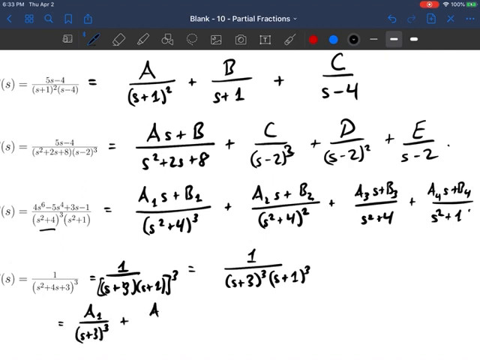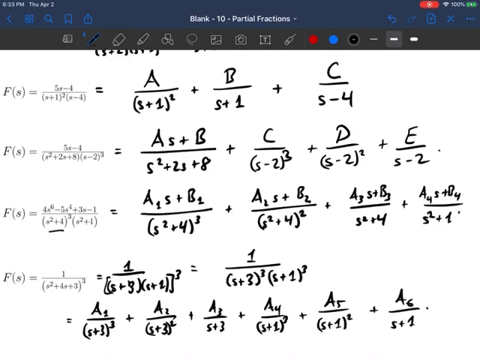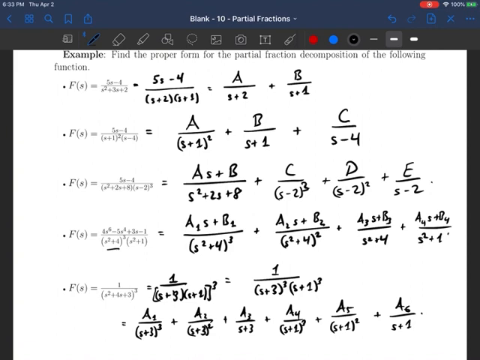So what does the form of this have to look like? Well, we're going to have a1 over (s plus 3) cubed plus a2 over (s plus 3) squared plus a3 over s plus 3, plus a4 over (s plus 1) cubed plus a5 over (s plus 1) squared plus a6 over s plus 1. All right, so let's hope we don't run into anything quite that long in the future, but this is how you would break that down.